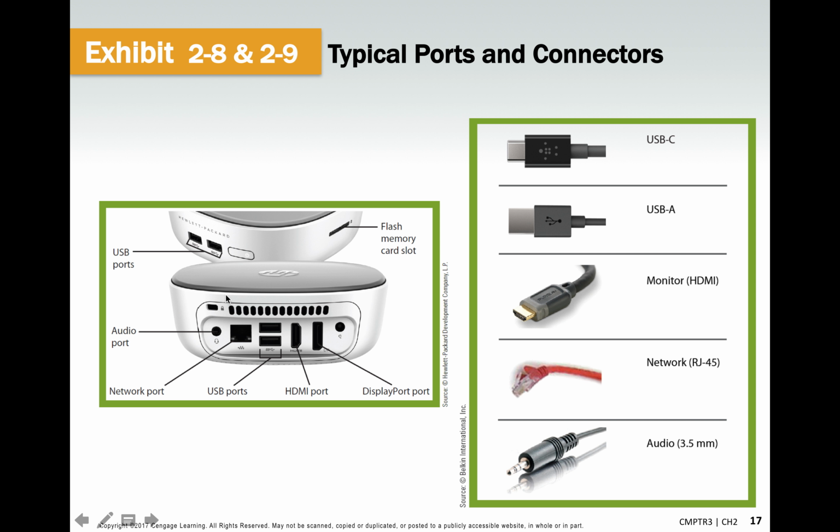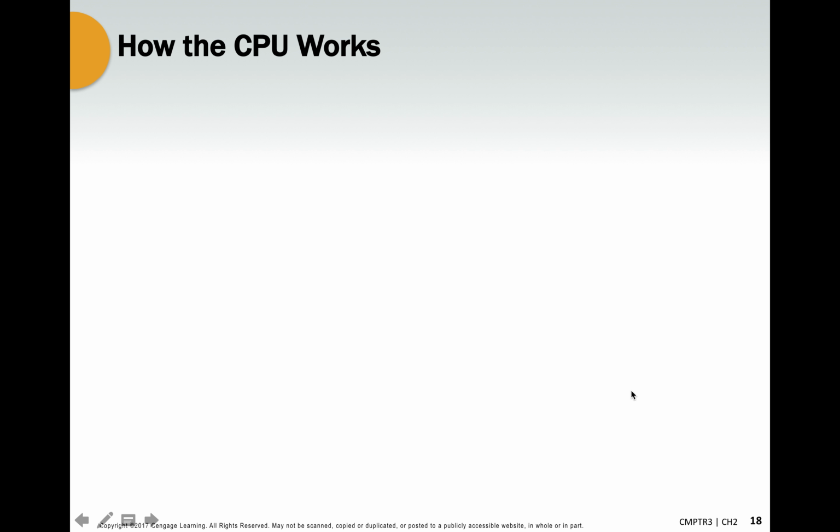And then this is an example of how they look on the back of different computers. You've got your flash memory card slot. This is something people use in their cameras, where they take the flash card out and place it into their computer to transfer pictures. You've got your USB ports, your network port, where your Ethernet cable goes in, and your audio port, where your aux cord or audio cord can go in. So a lot of different things there.